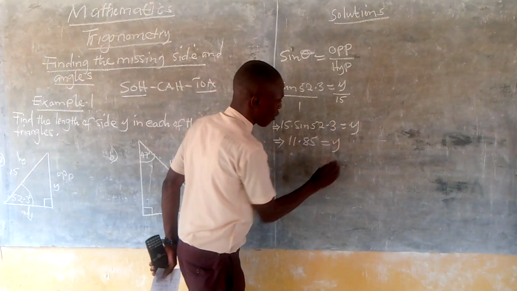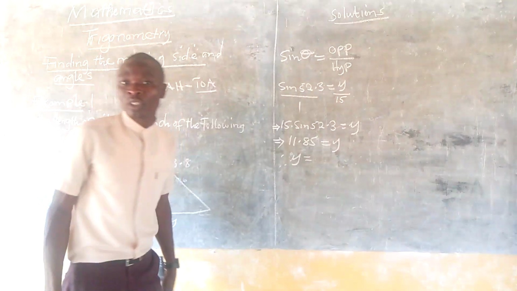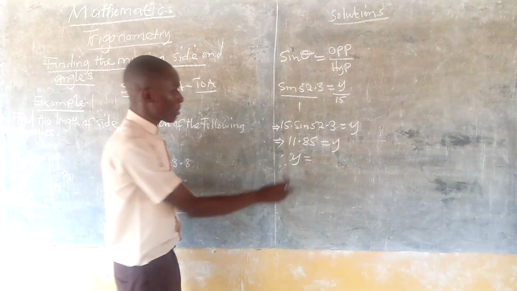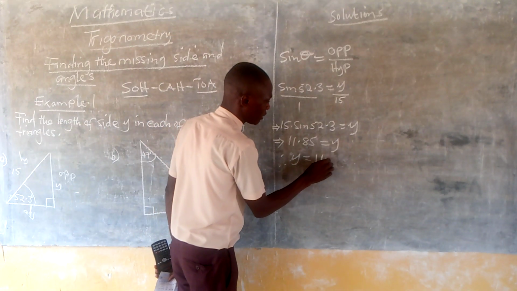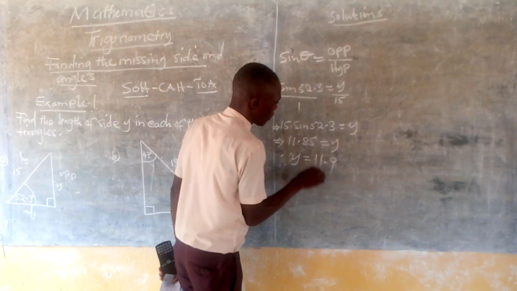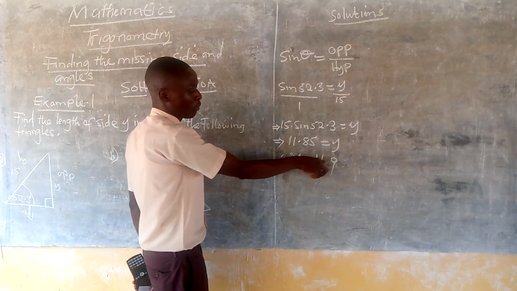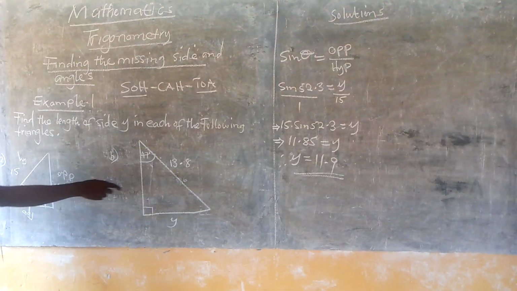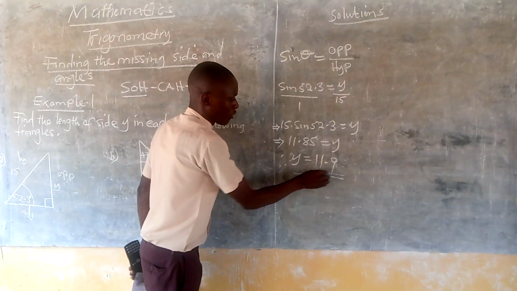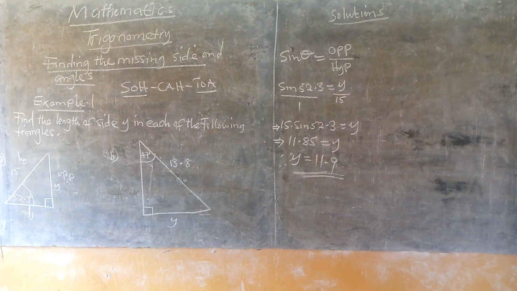Equals to what? Y. So therefore, our y would be what? 11.9, because this is 5, right? So you need to round off, which is 11.9. We don't have units here, so we end it just like that. Okay, we end it there. Hope it is clear.